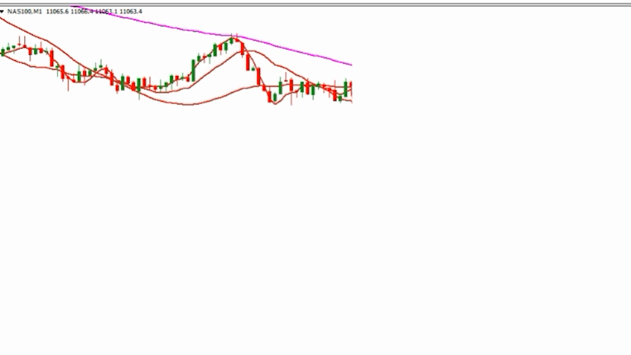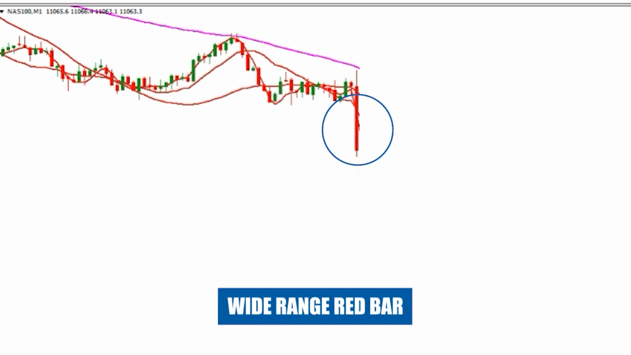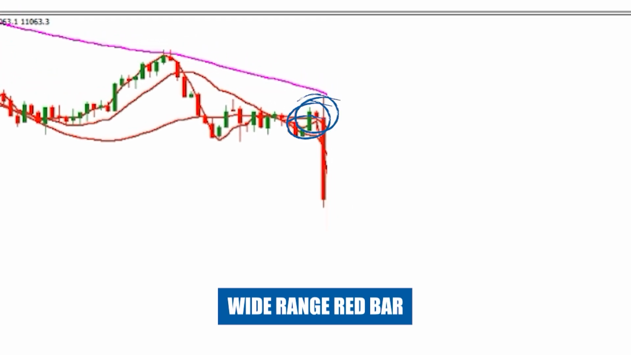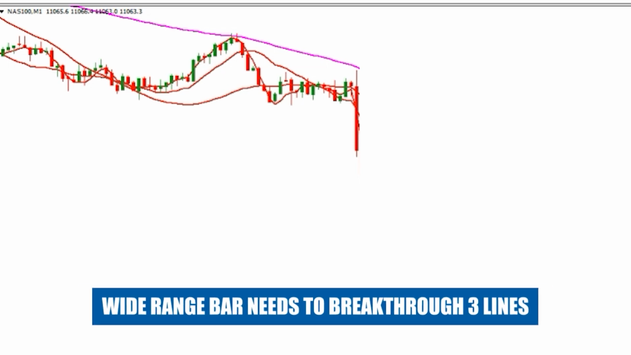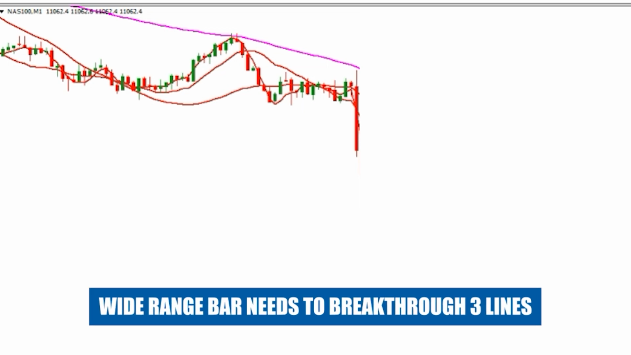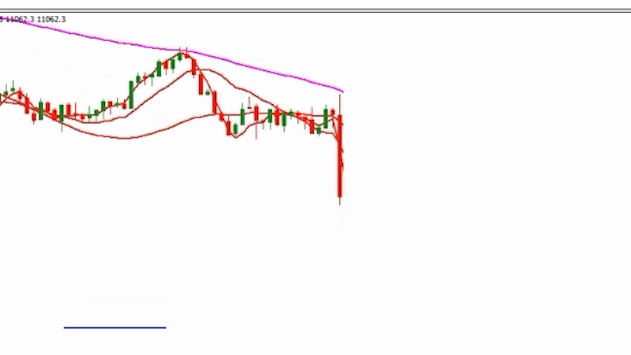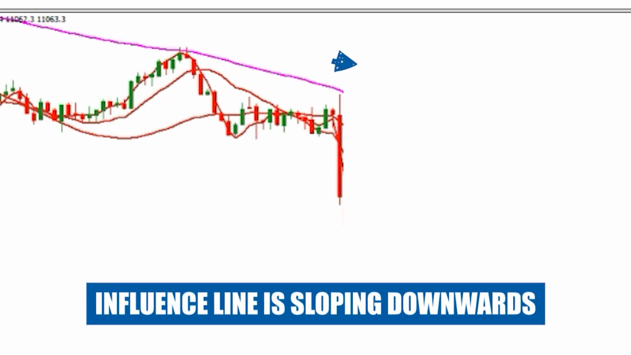Firstly, we need to find a wide range red bar. The way you can tell it is wide range is that the surrounding bars will be significantly smaller. Secondly, the wide range bar needs to break through at least 3 of the 4 lines on the chart, which ultimately signals price passing through multiple time frames, which makes our entry that much more powerful. And finally, we need to make sure that our influence line is sloping in the right direction. As you can see, it is sloping down.